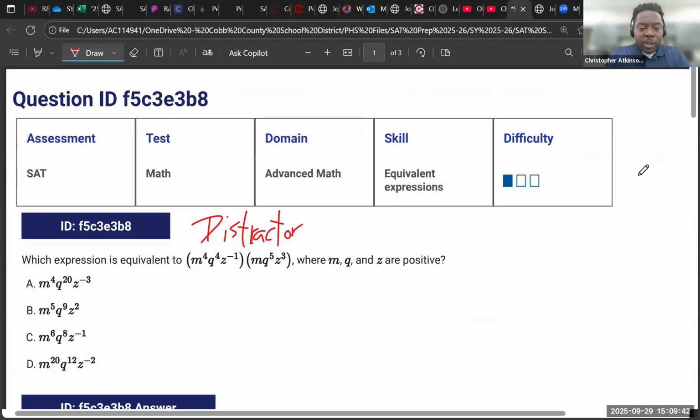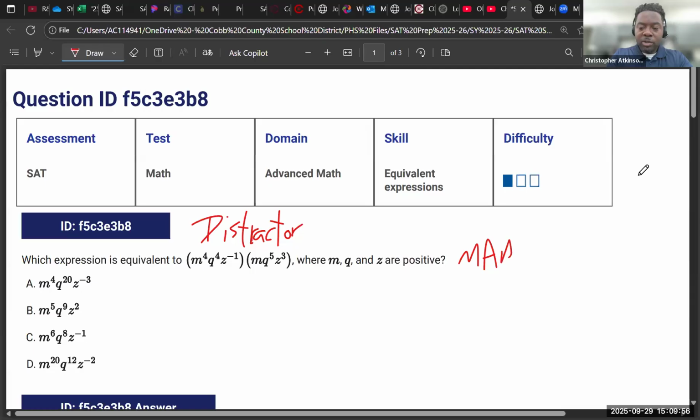Right now, we have to determine, if these variables M, Q, and Z are positive, which ones are equivalent as far as our answers. What we do know is that when we're multiplying, we add the exponents, which I call MAD. We also see a negative exponent, which means we may have to move it to the bottom to make it positive, and we may not, we just have to see how everything works out. When multiplying exponents, we add them, and when we have a negative exponent, we move it to the bottom to make it positive. All right, so let's see what we have.